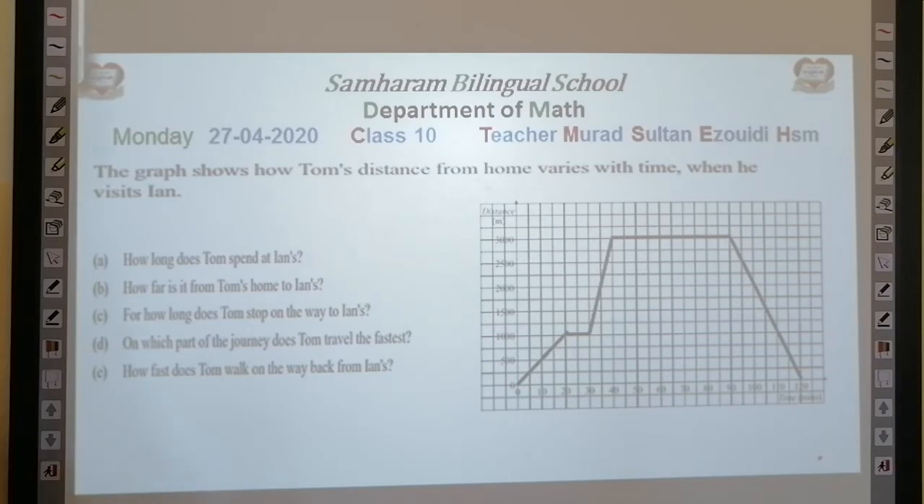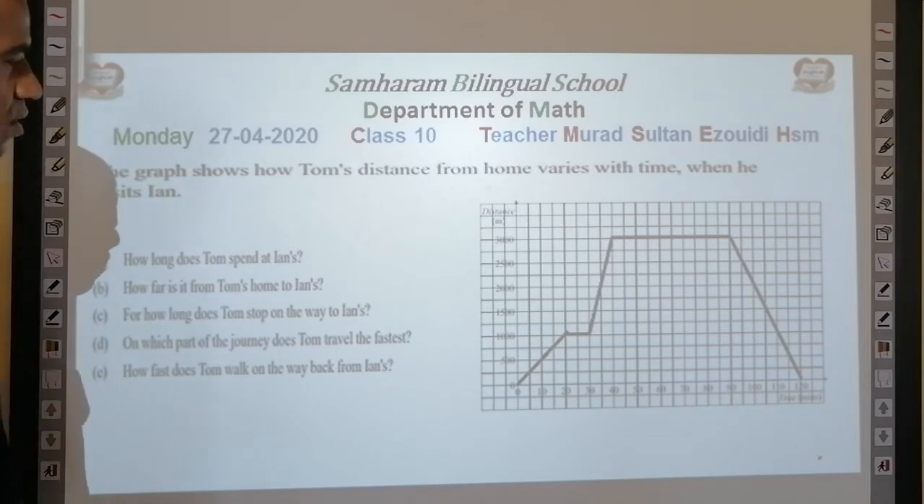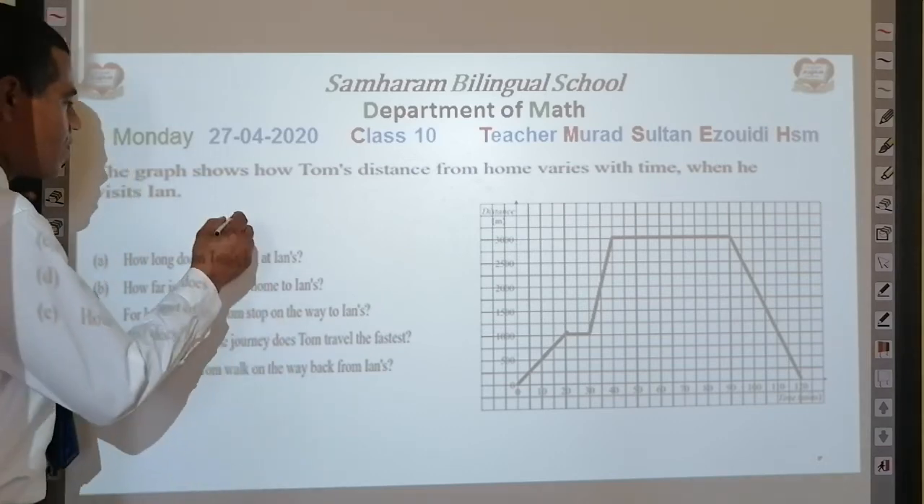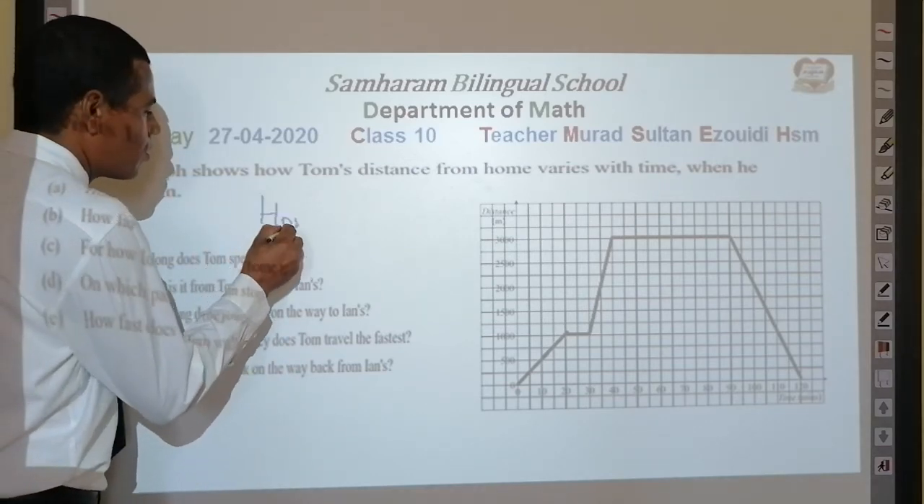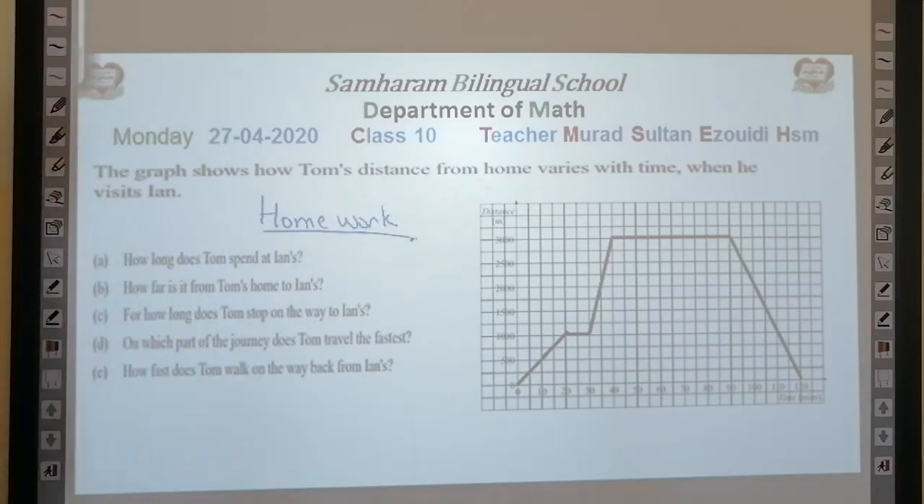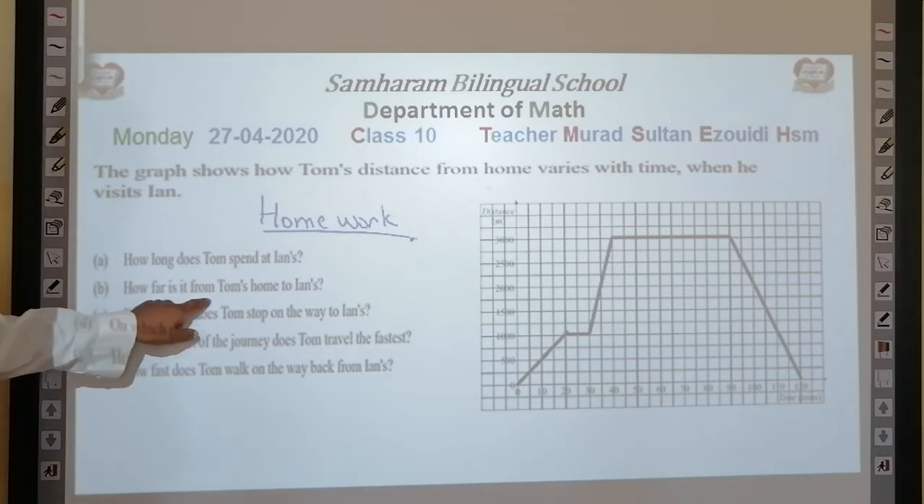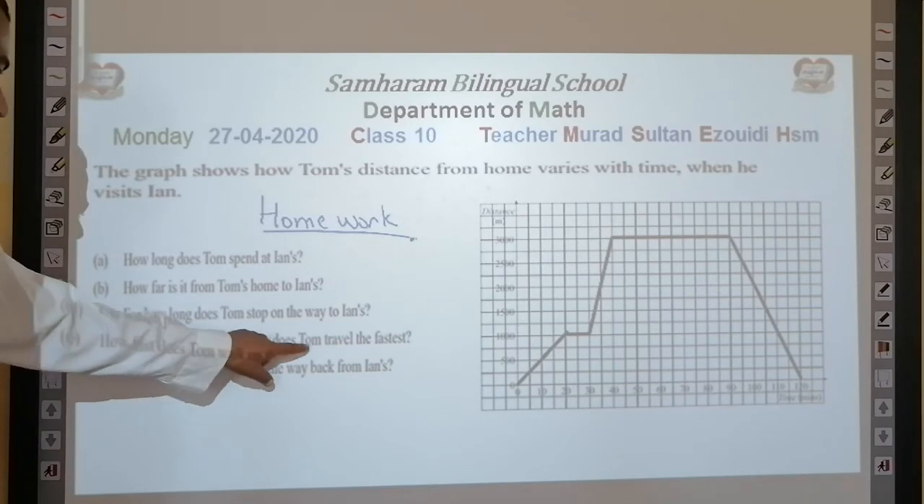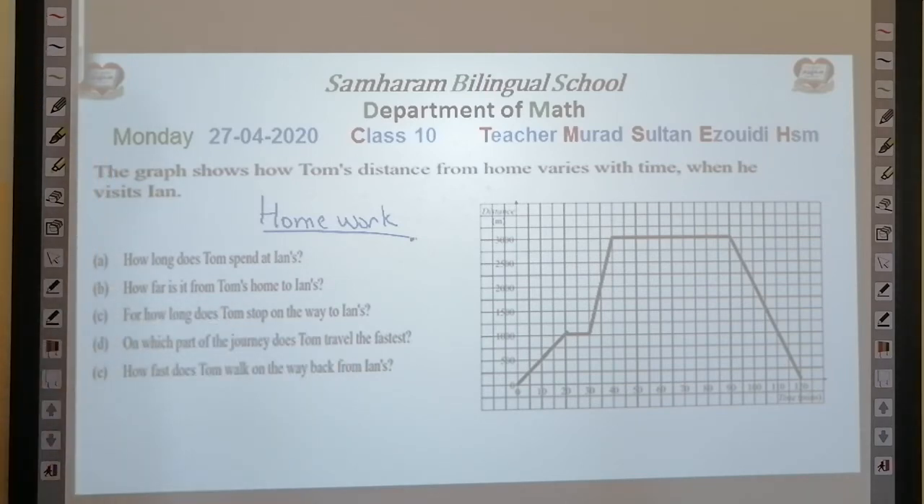Okay, the graph shows how Tom's distance from home varies with the time when he visits Ireland. How long does Tom spend at Ireland? Okay. So I will let this be homework. Then how far is it from Tom's home to Ireland? On which part of the journey does Tom travel the fastest? How fast does Tom walk on the way back from Ireland?